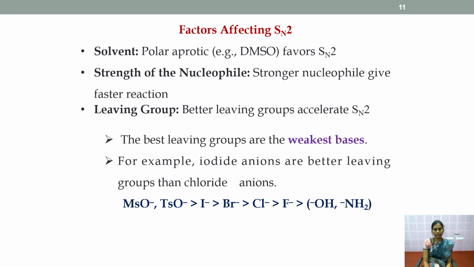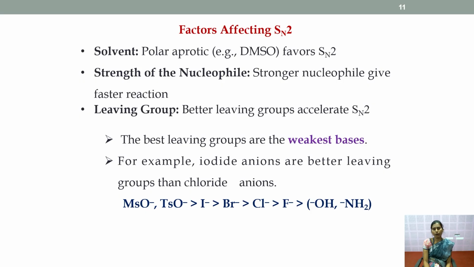Various factors affect SN2 reactions. These are solvent, strength of the nucleophile, leaving group and the substrate. Polar aprotic solvents such as DMSO favor the SN2 reaction, strong nucleophiles give faster reactions, and better leaving groups accelerate SN2 reaction. The best leaving groups are weaker bases. For example, iodide ions are better leaving groups than chloride ions.